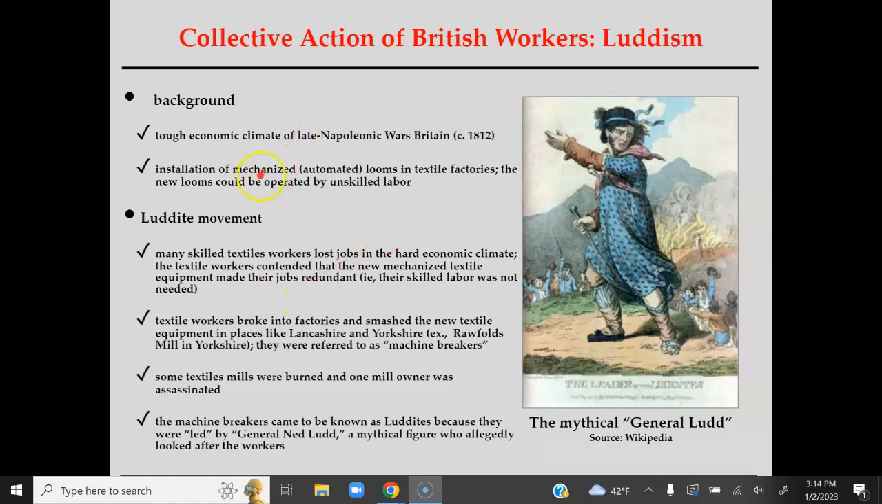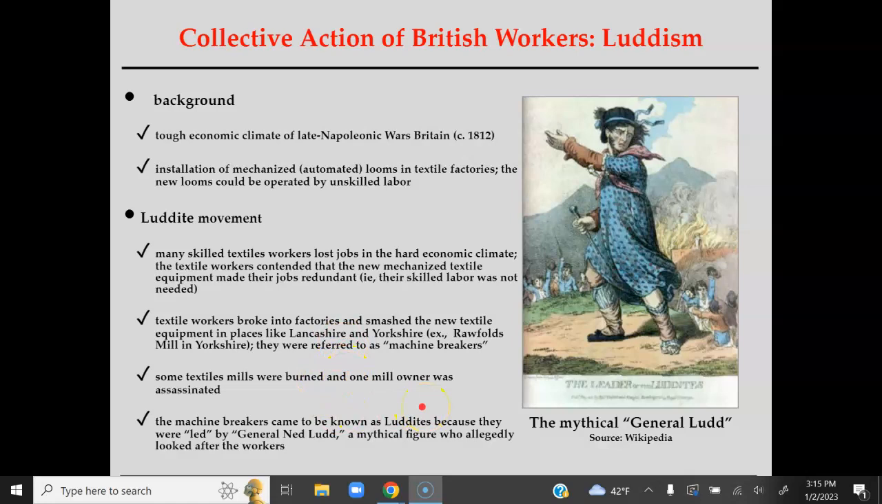So the Luddites were historically skilled textile workers who lost their jobs to these textile factories. And in textile factories, you don't need skilled labor anymore. The machine's doing most of the work, so you can hire unskilled labor for lower prices, and you then fire the skilled labor. So these skilled textile workers were angry they lost their jobs, so they gathered weapons, axes, went to the nearest factory, and just destroyed the machine. And they called themselves Luddites because they were led by this mythical figure named General Ned Ludd.